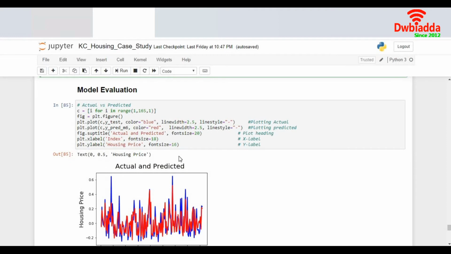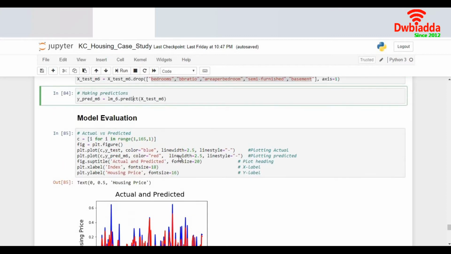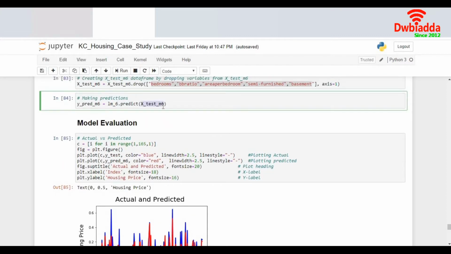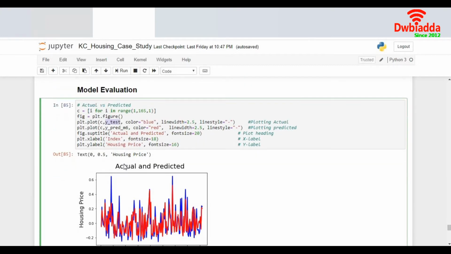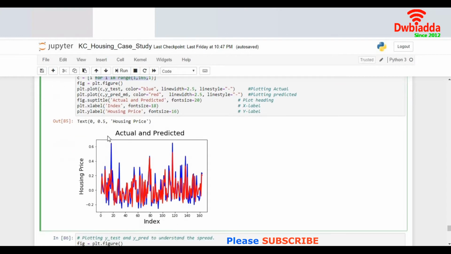As a first step, as it is a linear regression model, I predict the values. So I predict the test dataset and save the predictions in YPRED. I also have the actual values of the same dataset in Y-test. Now I plot the actual values against the predicted values. I took a range of 1 to 165, as I know the number of records in my test dataset is 165, and I do a plot.